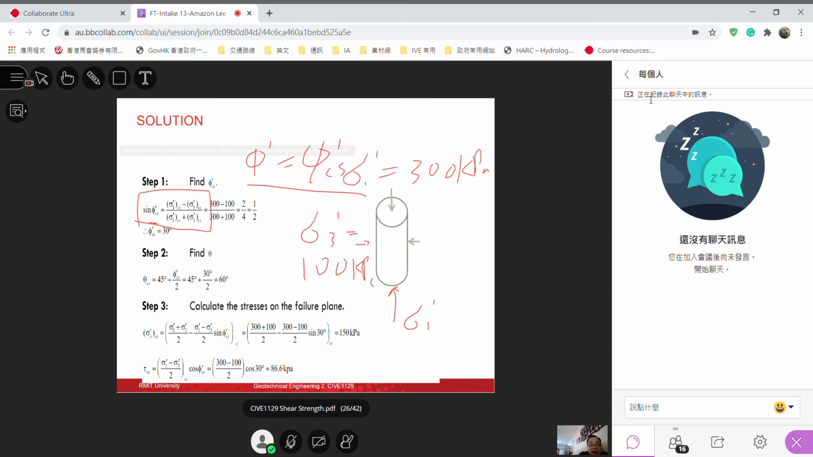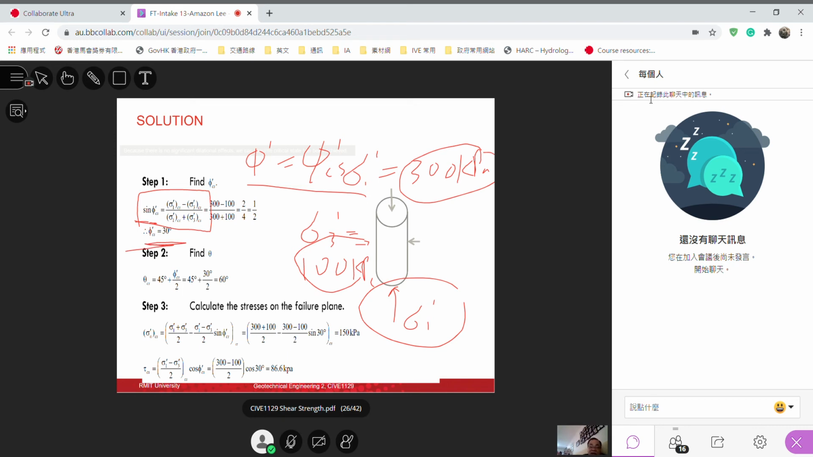The relationship between angle of friction and major principal stress is like that. Now we know sigma 1 is 300 kPa, sigma 3 is 100 kPa, so we substitute in here: 300 minus 100 over 300 plus 100, and then take an arcsin outside. The angle of friction is equal to 30 degrees.